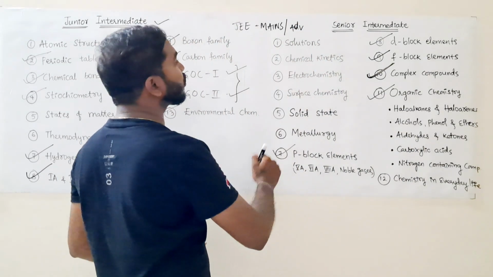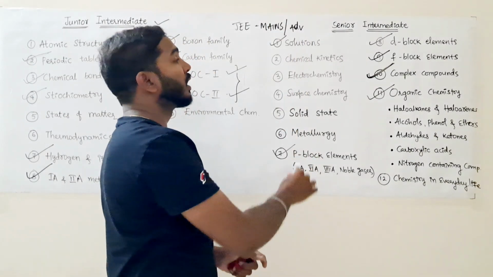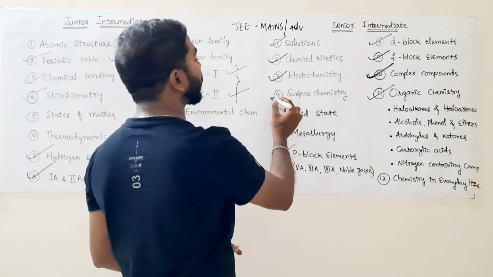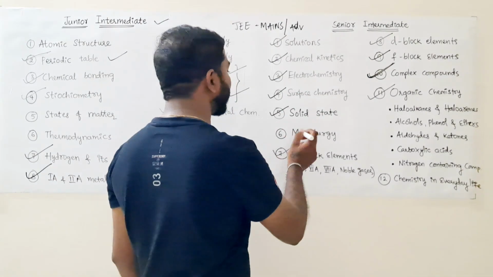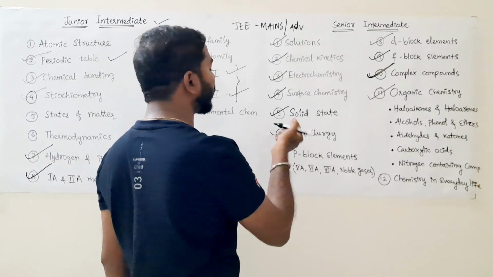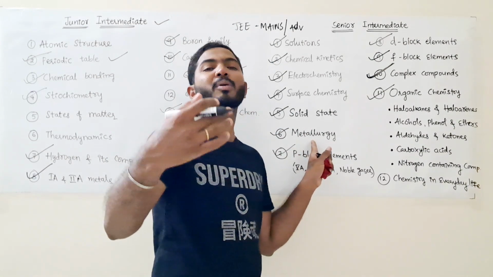And then when it comes to second year physical chemistry, solutions are very important. And then chemical kinetics, electrochemistry, surface chemistry, and then solid state. Yes, even this metallurgy comes into this inorganic. Most of the things in metallurgy we have to memorize.